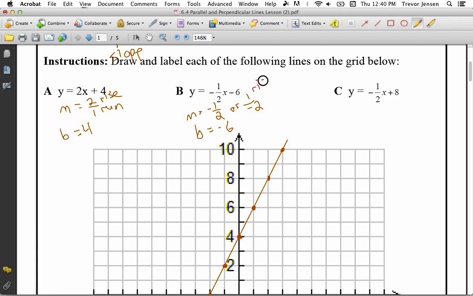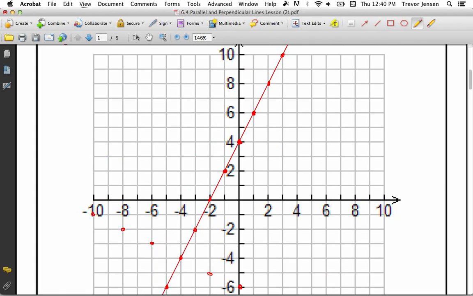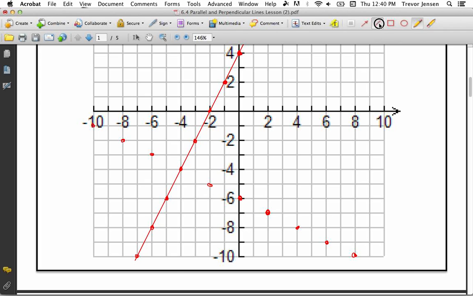That's your rise. So a rise of 1 means up 1. A run of negative 2 means left 2. And that's exactly what we're doing to plot points on the other side of the y-intercept. Up 1, left 2, up 1, left 2, up 1, left 2. And there's this line. And now I'm going to connect all of these points with a straight line so I can see the graph of that line.